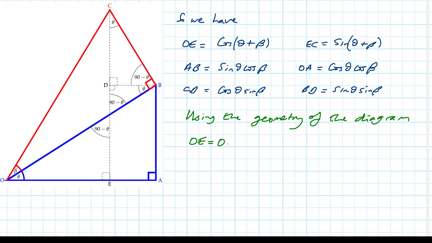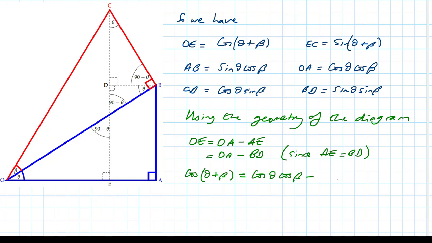So we know the length from O to E can be calculated by working out the length from O to A and subtracting the length from A to E, which is the same as O to A take away the length from B to D. And we know that because when you look at the diagram, you can see that B to D is the same as the length E to A. So, substituting the values from above, you find that the cos of theta plus beta is equal to cos theta cos beta minus sine theta sine beta.